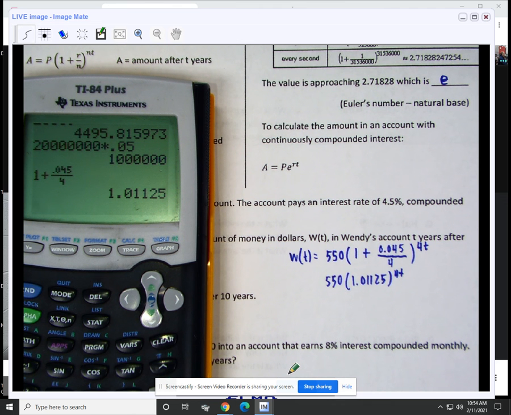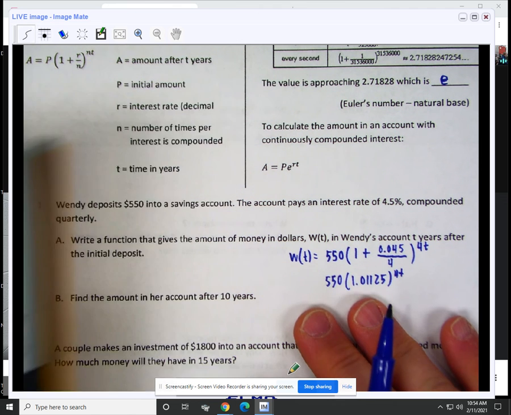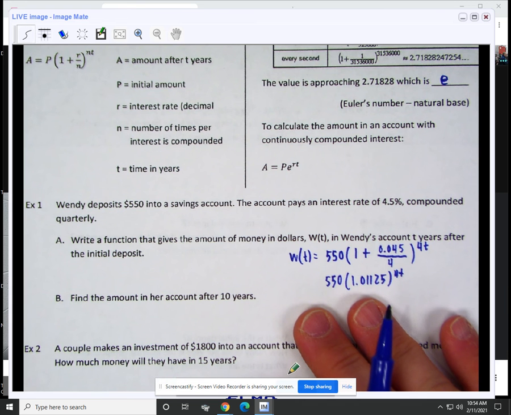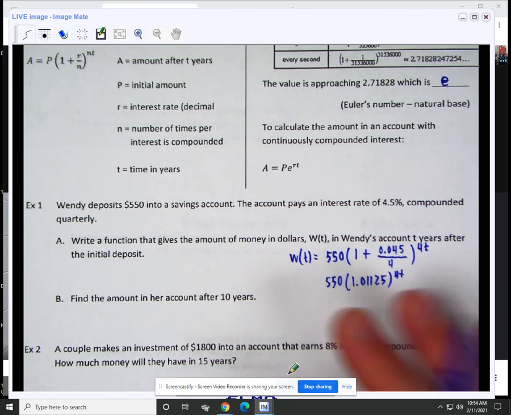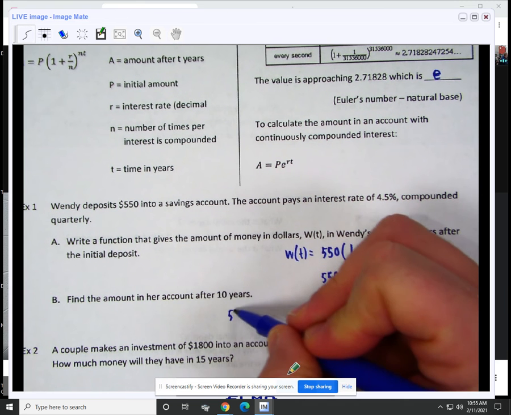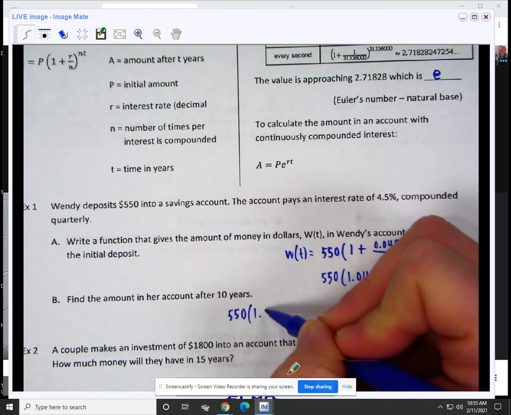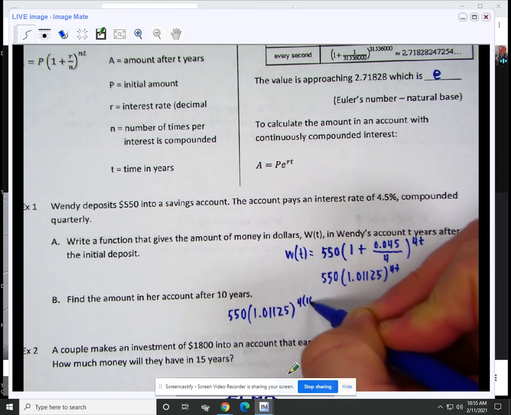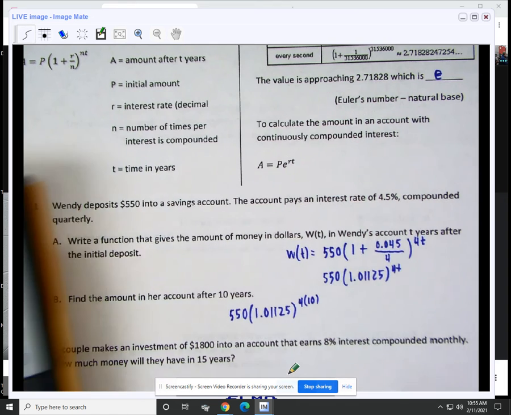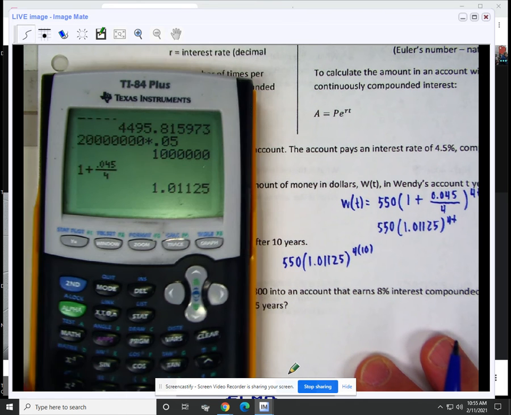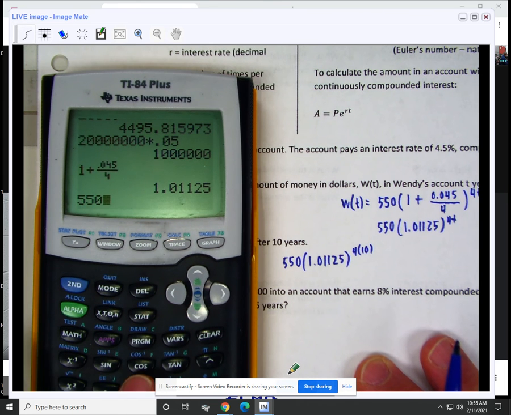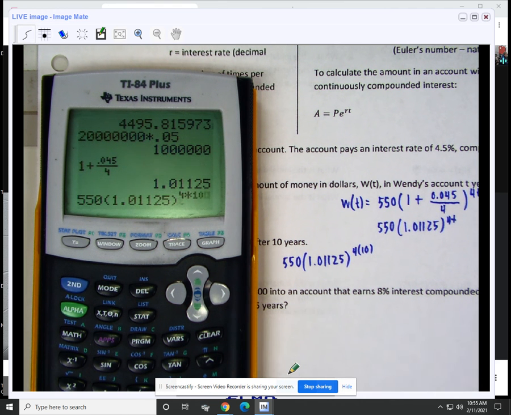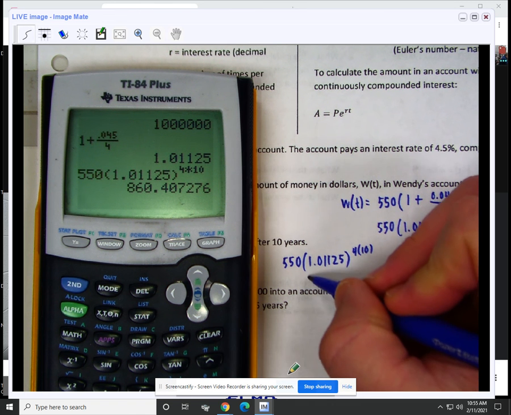All right. Now, how do I finish this thing off? What's the question asking me? Find how much is in her account in 10 years. So you're going to go 550 times 1.01125 raised to the 4 times 10 power. So again, with our calculator, 550 times 1.01125 raised to the 4 times 10 power, and we get approximately what?